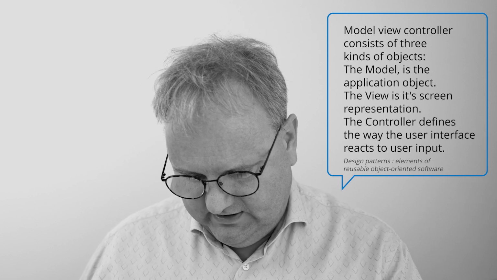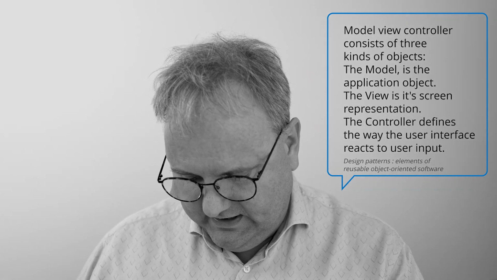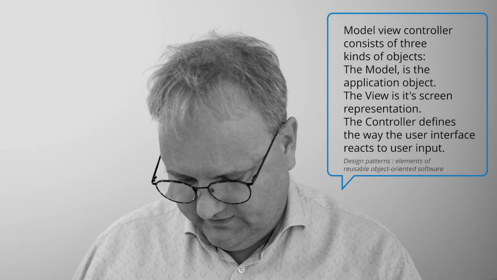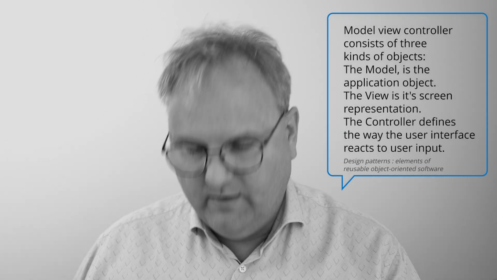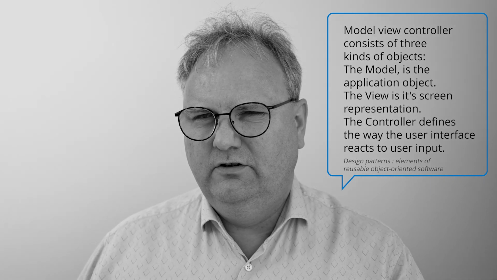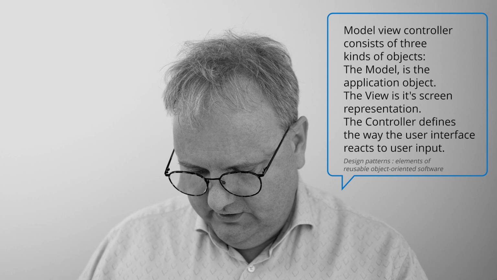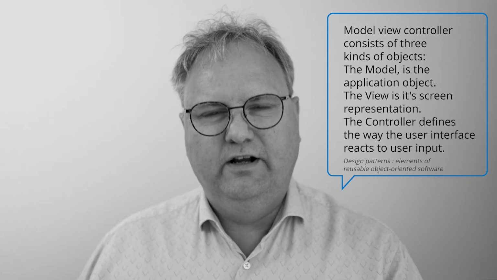And already on page 4 in this book, it describes model view. And let me just read it out for you, just so you have an idea what we're talking about and why this is so confusing for many people. It goes like this. Model view controller consists of 3 kinds of object. The model is the application object. That translates to, that's where your data is stored. Okay, fine so far. The view is its screen representation. Okay, so that's QCheckBox, QLineEdit, whatnot. And the controller defines the way the user interface reacts to user input.